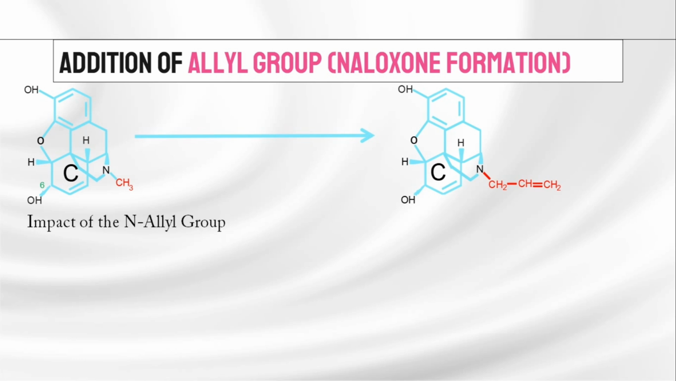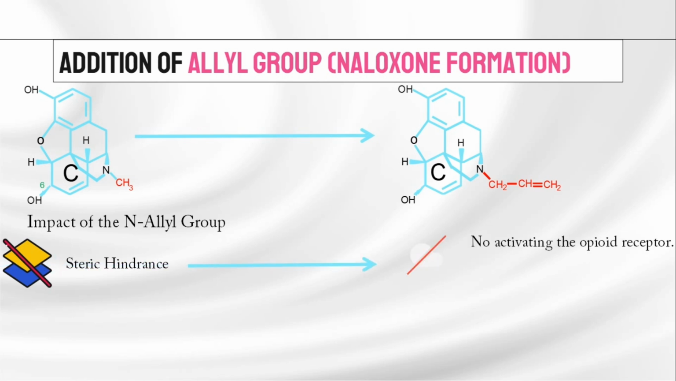Introduction to N-allyl group addition. Morphine has an N-methyl group attached to the nitrogen atom in the piperidine ring, ring D. Naloxone replaces the N-methyl group with an N-allyl group, CH2=CH-CH2, at the same position. Steric hindrance: the N-allyl group is bulkier than the N-methyl group, creating steric hindrance. This steric hindrance interferes with the receptor conformational changes necessary for activation, preventing naloxone from activating the opioid receptor.